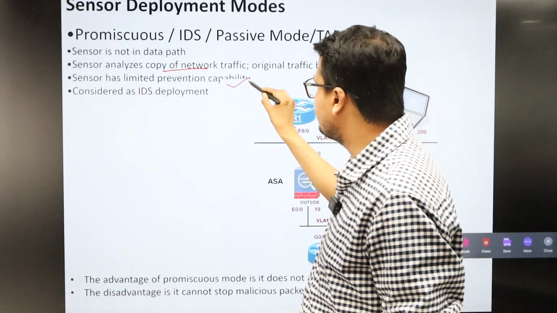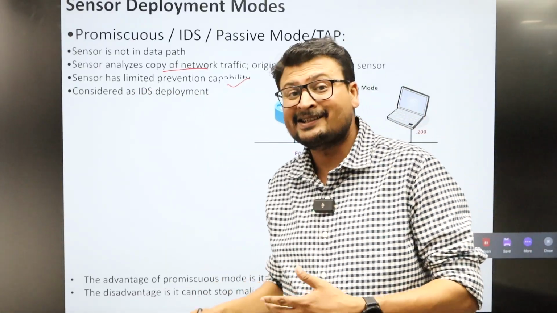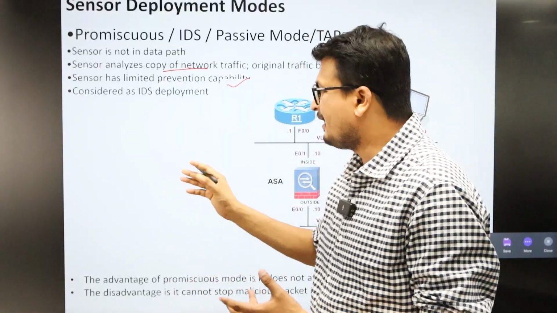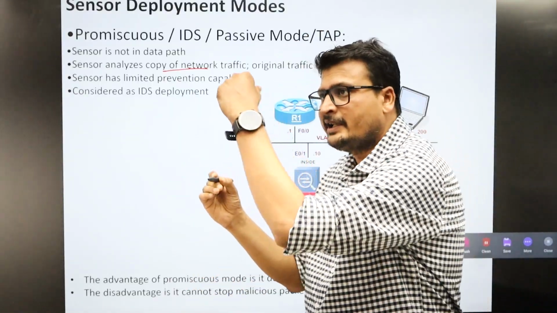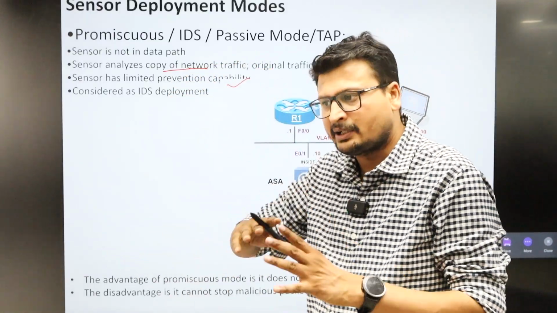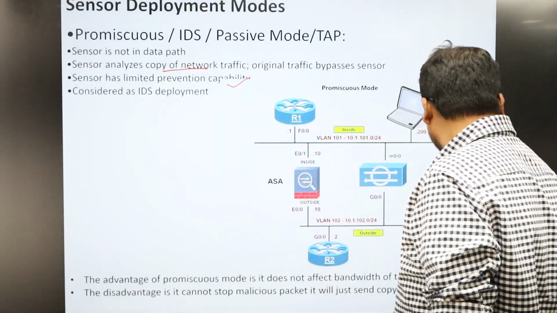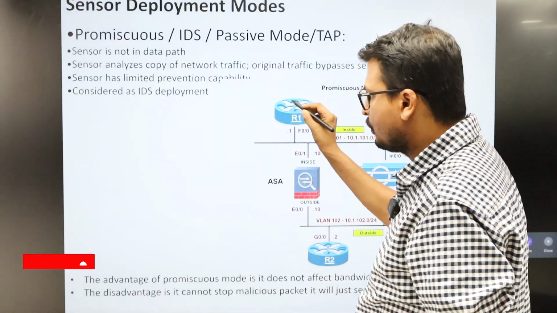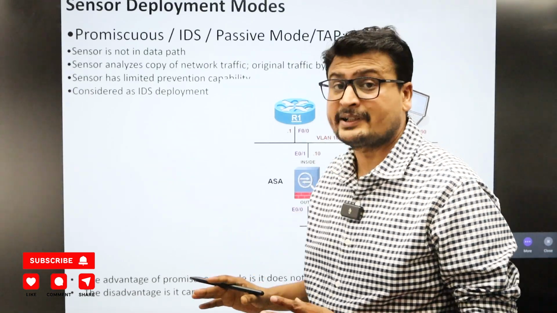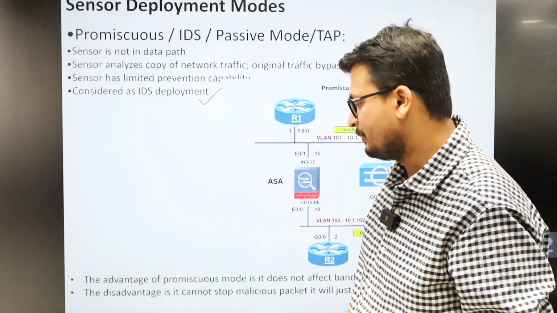The sensor has limited prevention capability. Actually, it has only analyzing capability, not prevention capability. Okay, there are prevention capabilities, but they get triggered later, and it will take an action only by the time your attacks happen. So this is not the mode which is deployed for prevention. This is used only for detection, considered an IDS deployment, not an IPS.